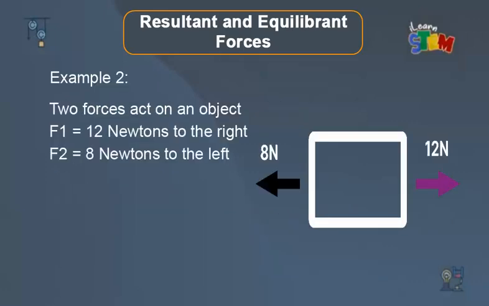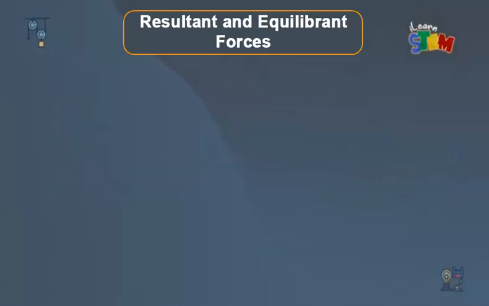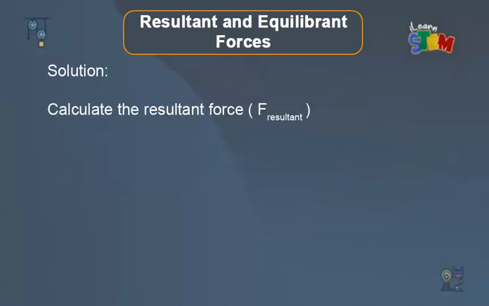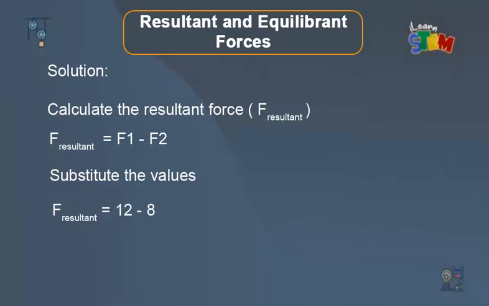Example 2. 2 forces act on an object. F1 equals 12 newtons to the right. F2 equals 8 newtons to the left. Find the equilibrant force. Solution. First we calculate the resultant force. F resultant equals F1 minus F2. Note that forces in opposite directions are subtracted. Take right as positive. Substituting the values, F resultant equals 12 minus 8, which equals 4 newtons to the right.